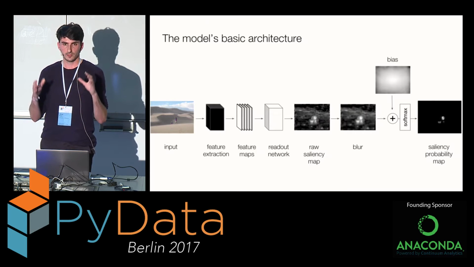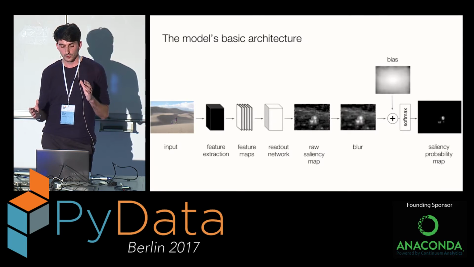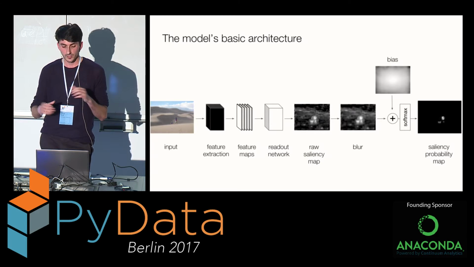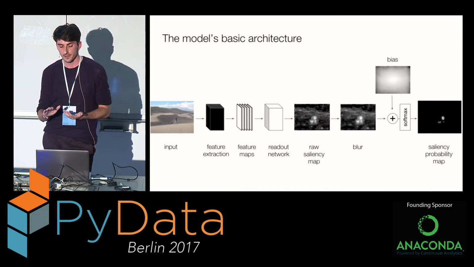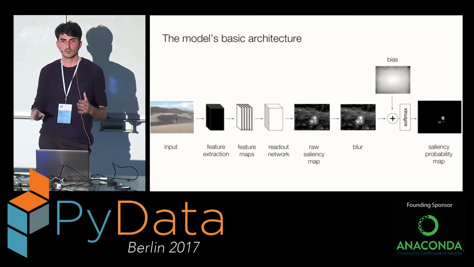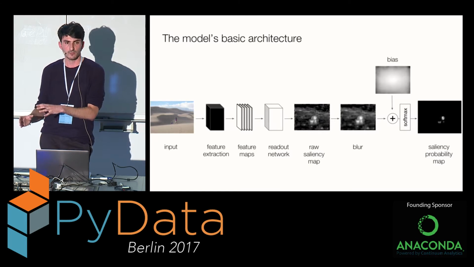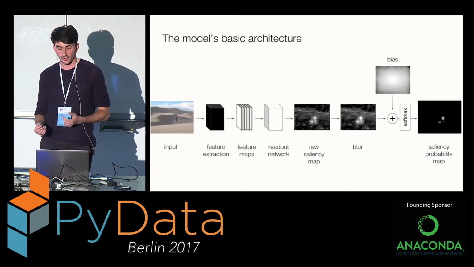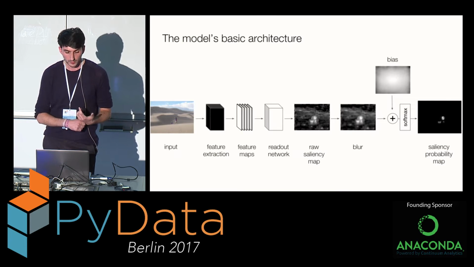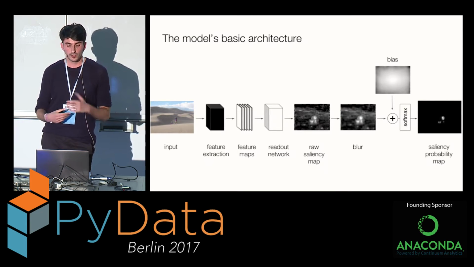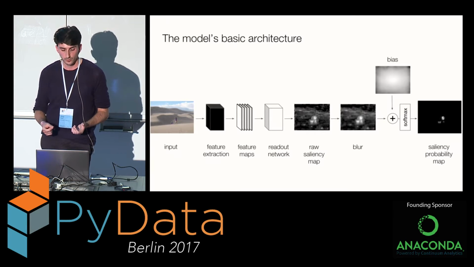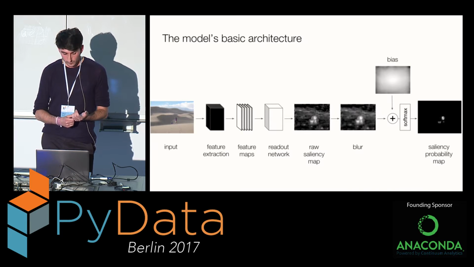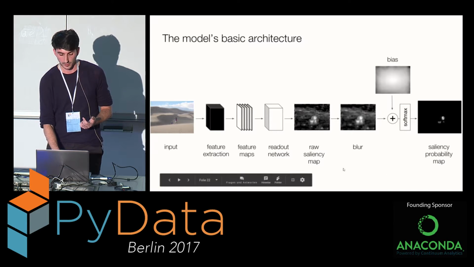And then since we have a set of feature maps, we now need to somehow reduce the dimensionality, because we want to have one probability density over our image, such that we can say, okay, this is a region of high probability. In order to do that, we propose a readout network, and this readout network recombines these feature maps. It's a 4-layer convolutional network, and we end up with a raw saliency map here.